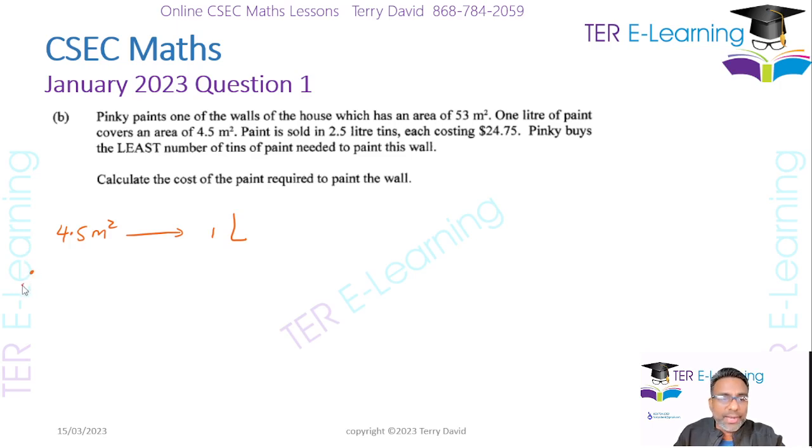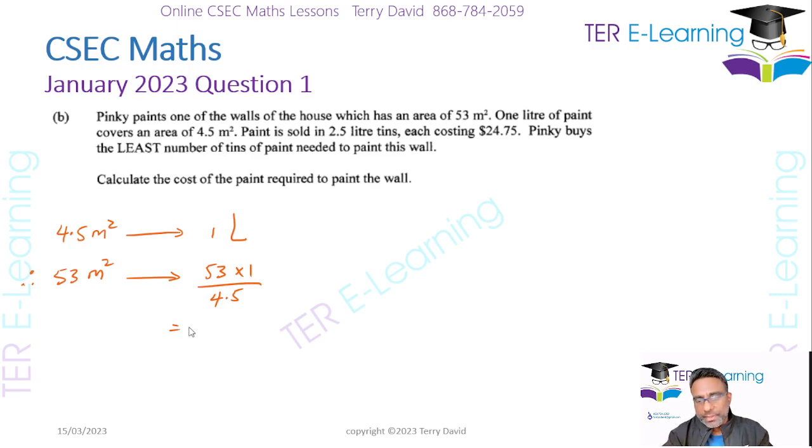So therefore, if she has 53 meters squared to paint, then I need to figure out how many liters I'm going to need. So all I need to do here is say 53 multiplied by 1 divided by 4.5, so 53 divided by 4.5, and that's going to be about 11.8 liters. That's how many liters of paint she needs.